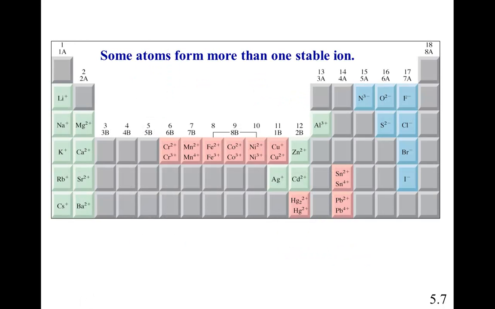Well, before we get to what that looks like, let's look at some of the charges on the ions. Metal ions, remember there's a stair step through here that separates the metals from the nonmetals. Everything to the left of the stair step is a metal, and everything to the right of the stair step is a nonmetal.